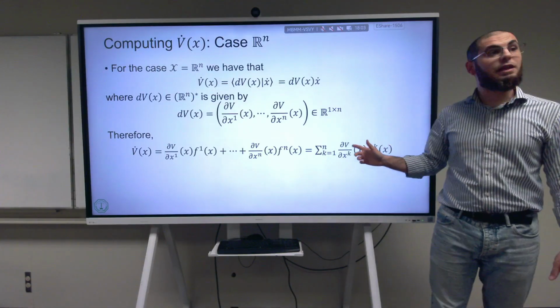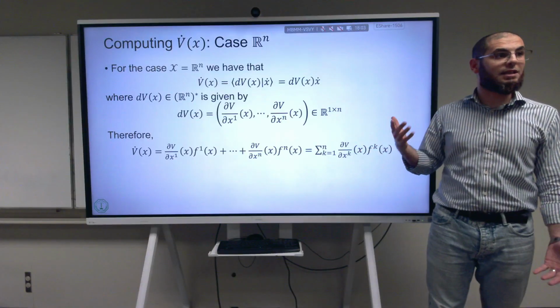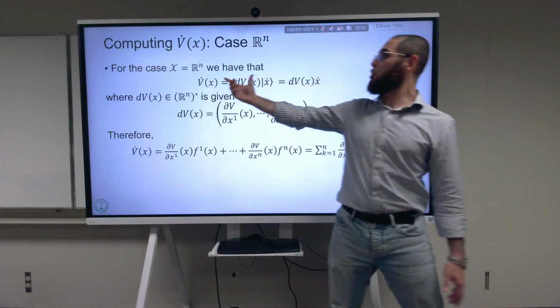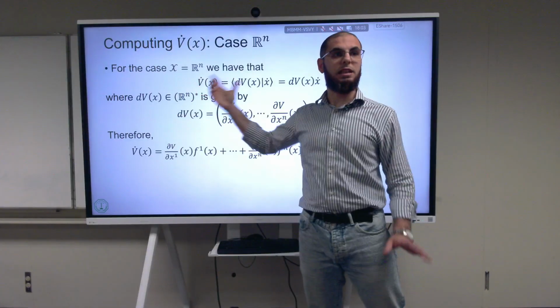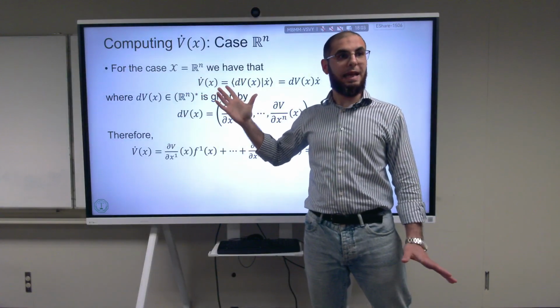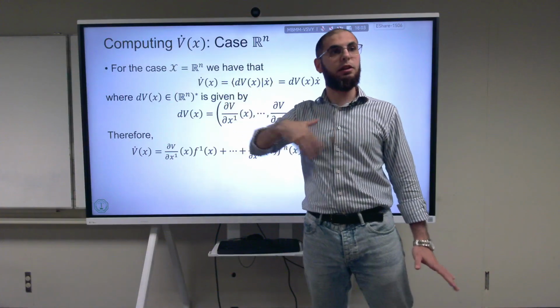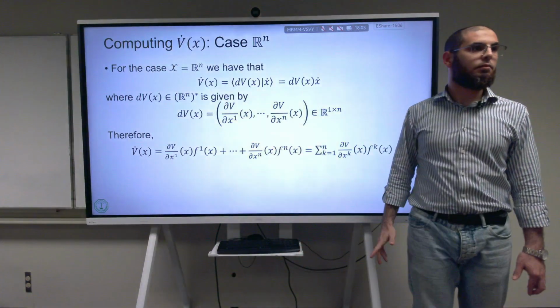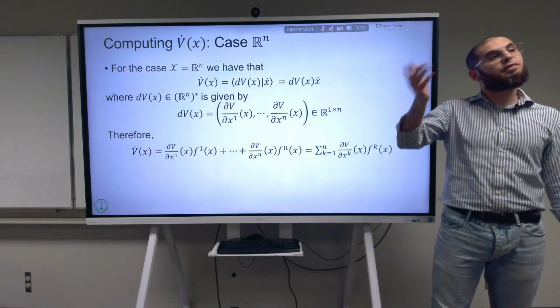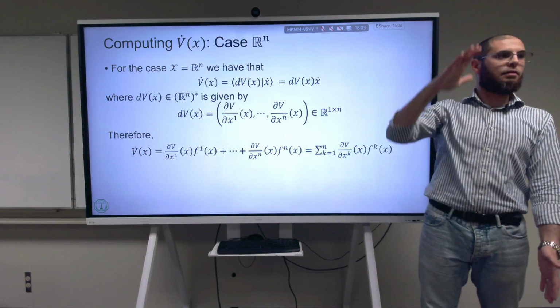Capital V is a scalar function. It's like the Lyapunov function. So V of x is a function. It's a scalar, and V dot is another scalar, the time derivative of this. Yes, both are scalars. And the gradient of this scalar function is a vector.